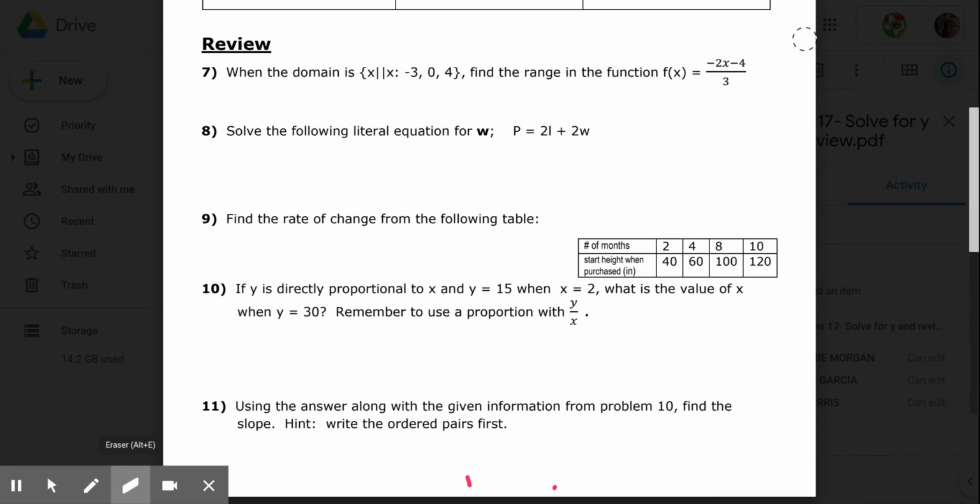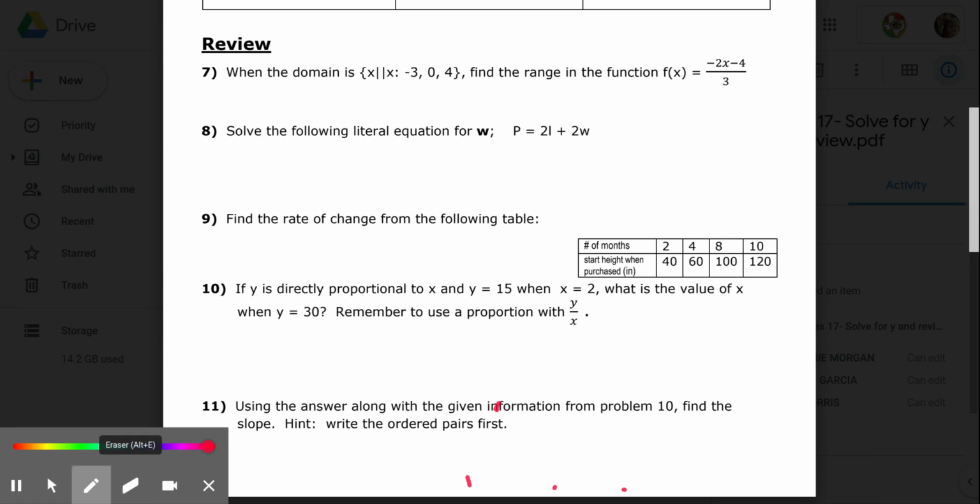All right, let's take a look a little bit at review. It says when the domain is, and you would actually read this as x such that x is negative 3, 0, and 4. Find the range in the function f of x is equal to negative 2x minus 4 over 3. All right, you can very easily use your calculator, or if you didn't use your calculator, you would put negative 3, 0, and 4 in place of x, which is in the numerator.